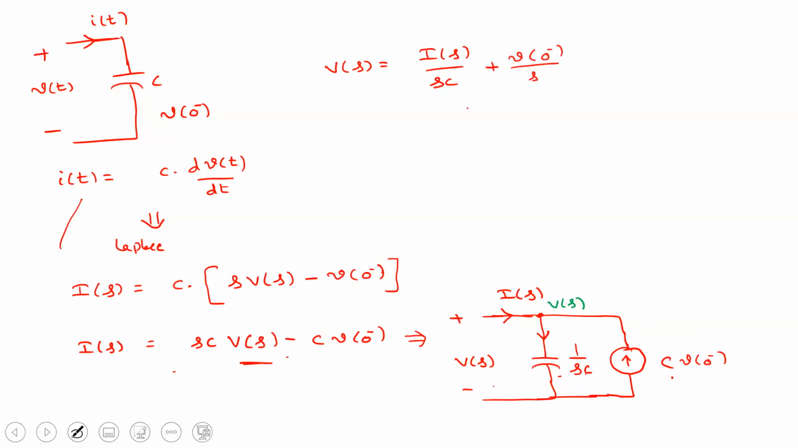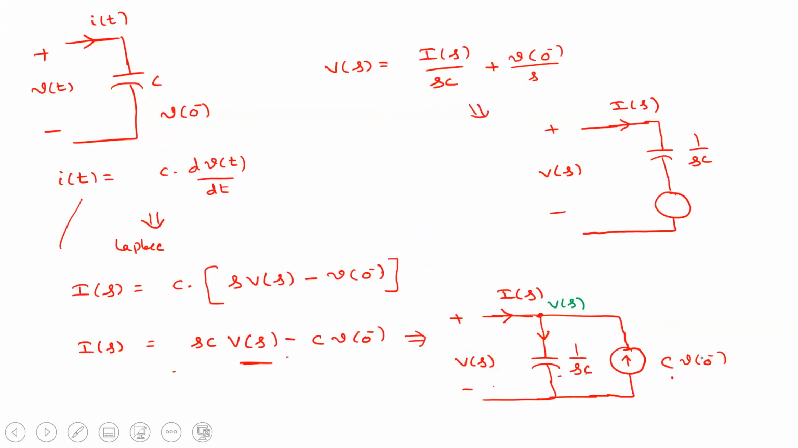So what is the equivalent circuit here? This is V of S. The first one is I of S into the capacitor in S domain. The current is I of S, so what is the value here? It is 1 by SC. Just simple, no confusion, nothing.